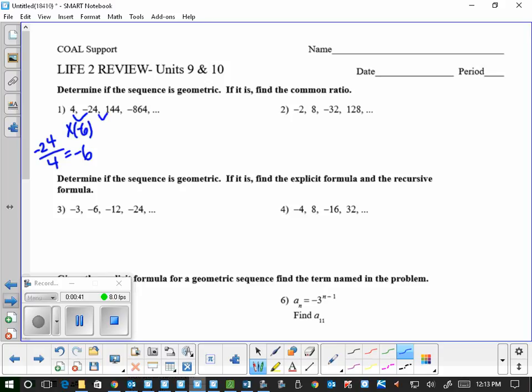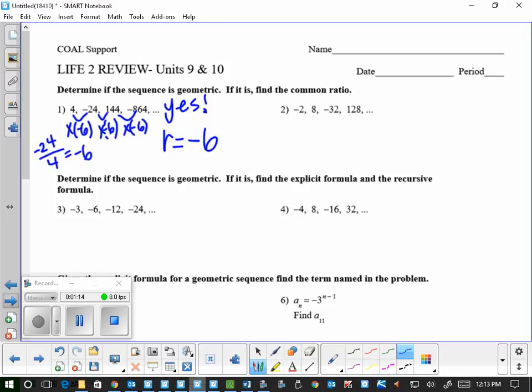And then what you can do is check whether you are continuing to multiply by negative 6. Well, what is negative 24 times negative 6? Guess what? It's 144. Then we multiply by negative 6 again, and you get negative 864. So is this geometric? Yes, because you multiply by the same thing each time, and your common ratio is negative 6.